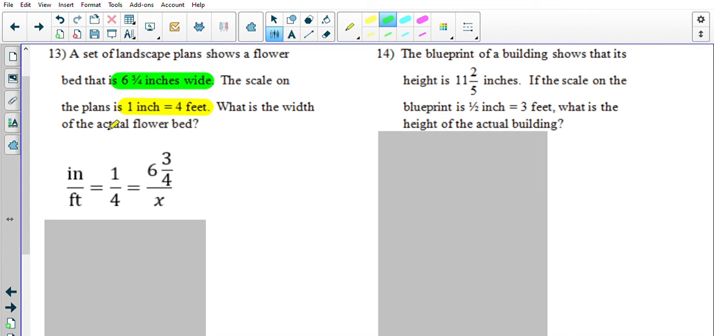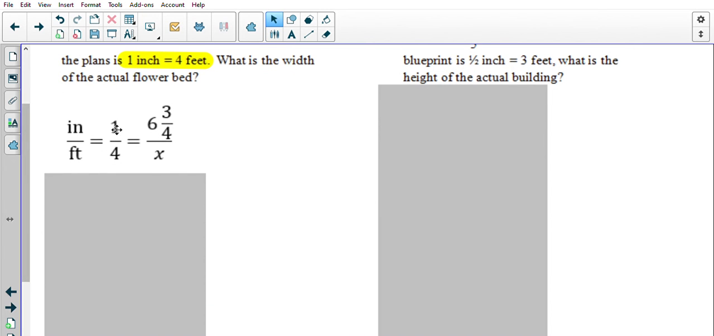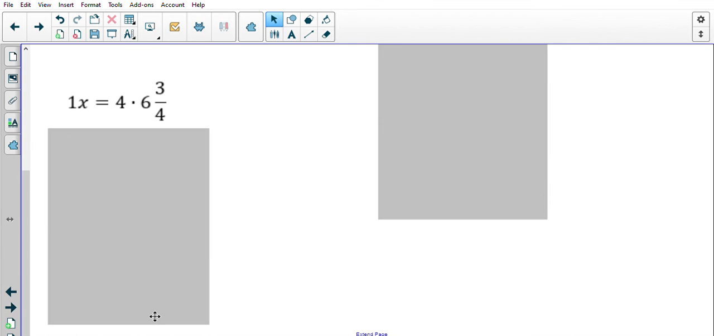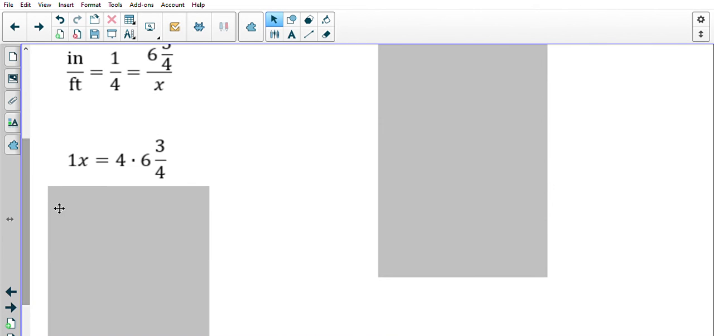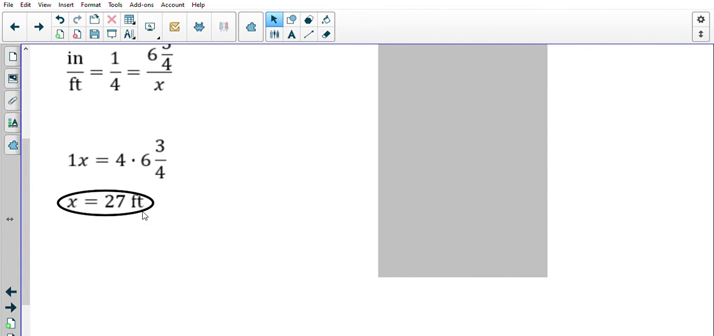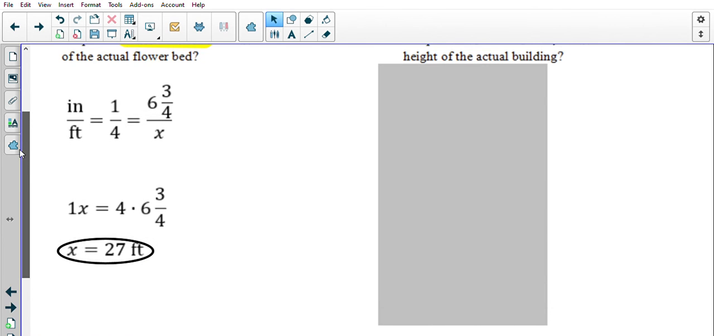That makes that a little different than our last one, but it makes our work pretty easy here because 1 times x is just x, and we just need to do 4 times 6 3/4. So that's going to end up getting us 27 feet.